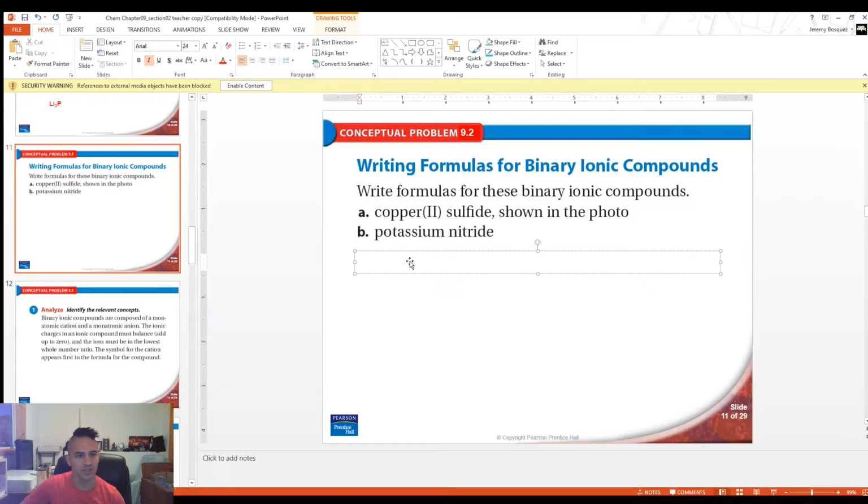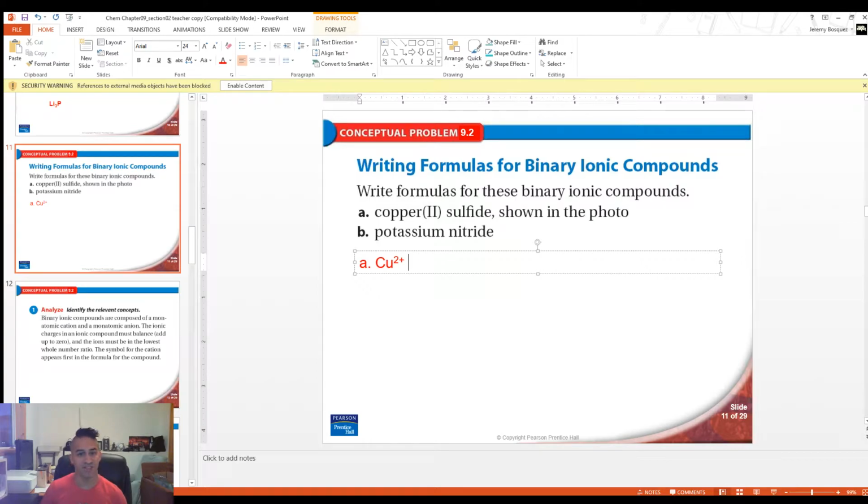All right, so it says, write the formula for these binary ionic compounds. So for letter A, copper 2 sulfide. All right, so copper 2. Copper has a symbol of Cu, and if it's 2, that means it is 2+. It's a transition metal. It makes more than 1 charge. That's why there's a Roman numeral.